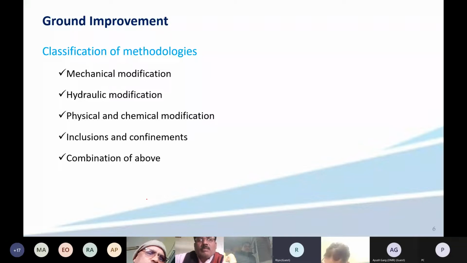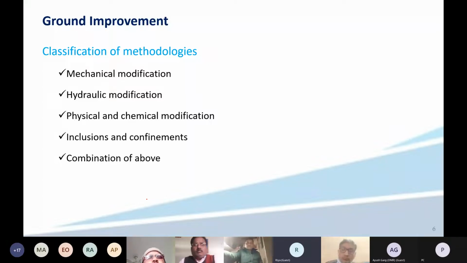And then the final classification can be a combination of the above. For example, stone columns. So stone columns can be both mechanical and hydraulic modification. Mechanical because you're replacing a part of the soil with a better kind of material, but a stone column also acts as a drainage path. So it's improving the drainage property of the soil. It's improving the consolidation, accelerating the consolidation. So those are the combination of work.